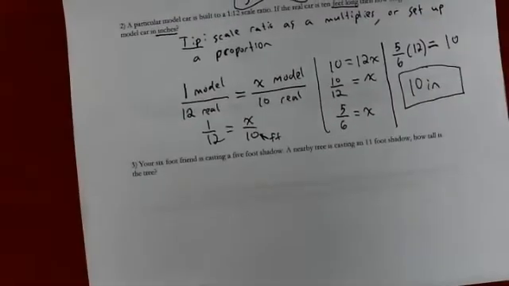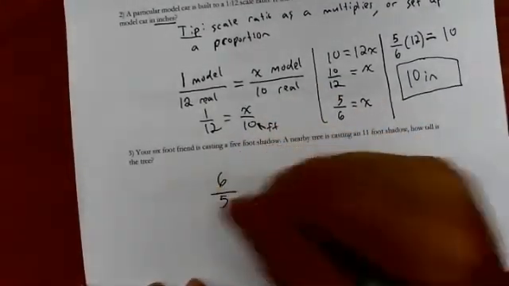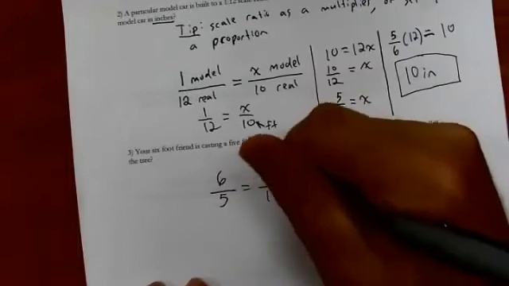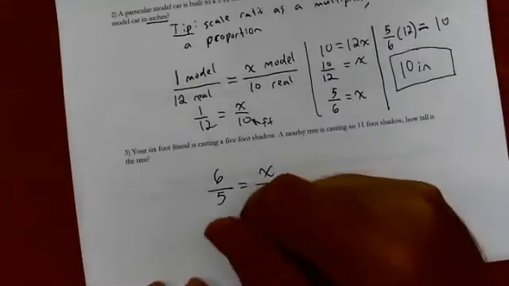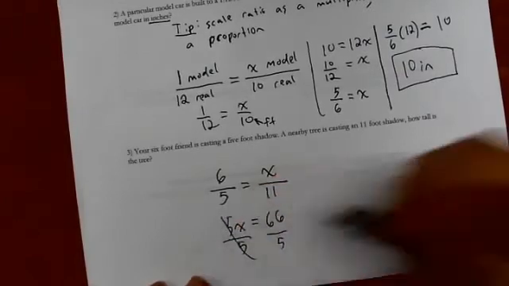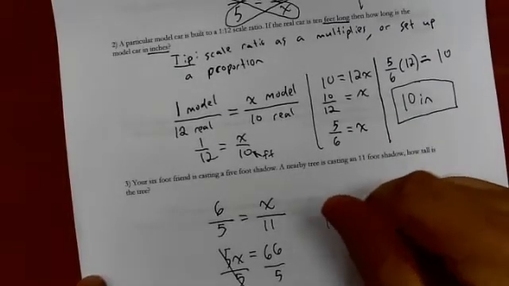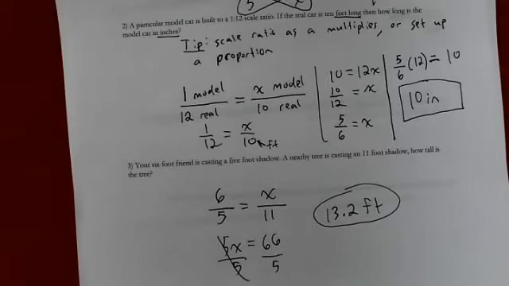So suppose your 6-foot friend is casting a 5-foot shadow. A nearby tree is casting an 11-foot shadow. How tall is the tree? For every 6 feet in height, you have 5 feet in shadow. And we have an 11-foot shadow and an unknown value in terms of height. So there's our proportion. We'll go ahead and solve that. So 5x equals 66. Divide both sides by 5. There we have it. And the answer is 13.2 feet. So the tree is 13.2 feet tall.